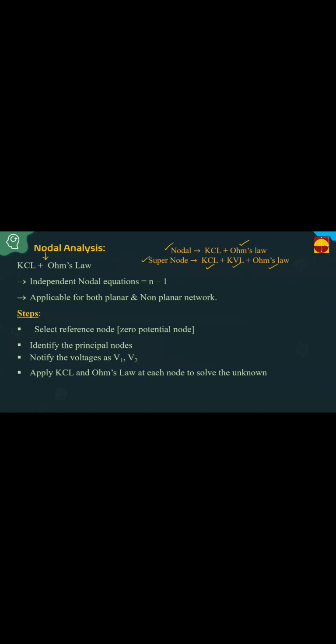Therefore, nodal analysis is KCL plus Ohm's law. I already told this formula. How many independent nodal equations are required? NP minus 1, where NP is the number of principal nodes. What is a simple node? What is a principal node? These points I already discussed in the previous sessions. Please go through it. Also, I already told what exactly a planar network is and what a non-planar network is.